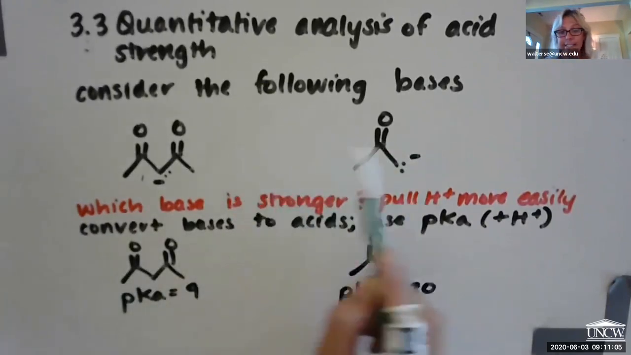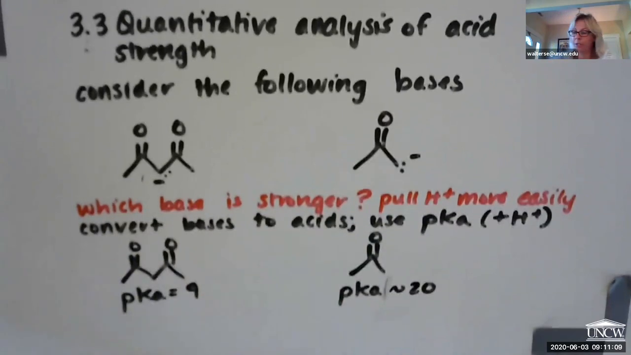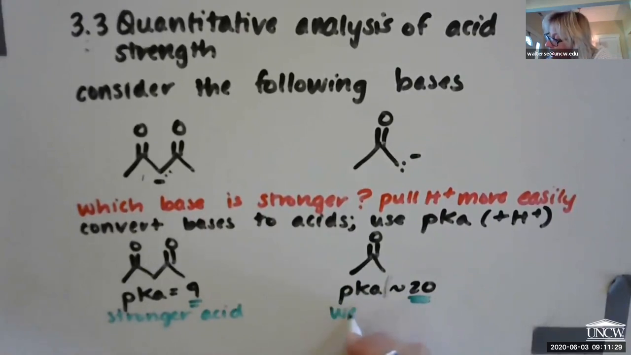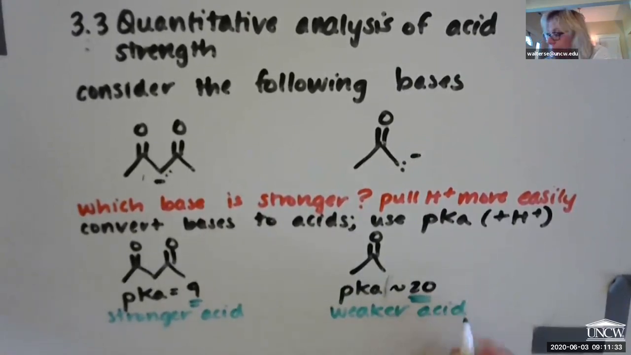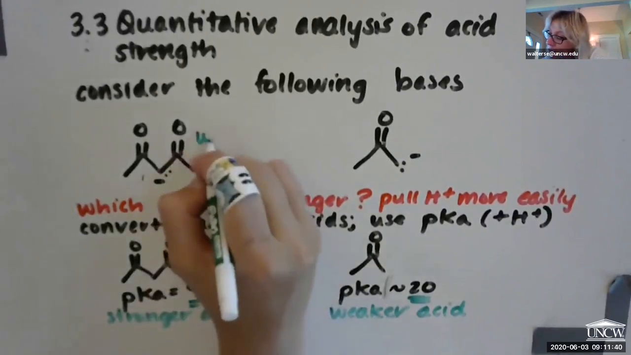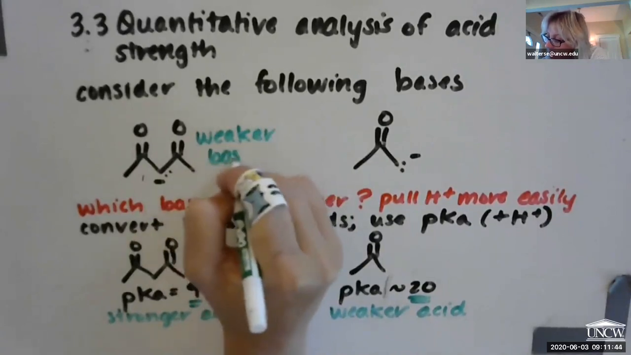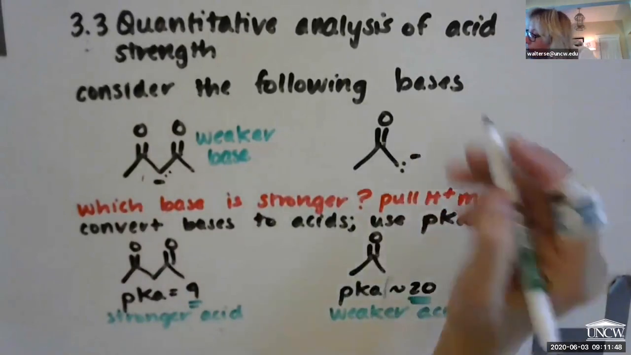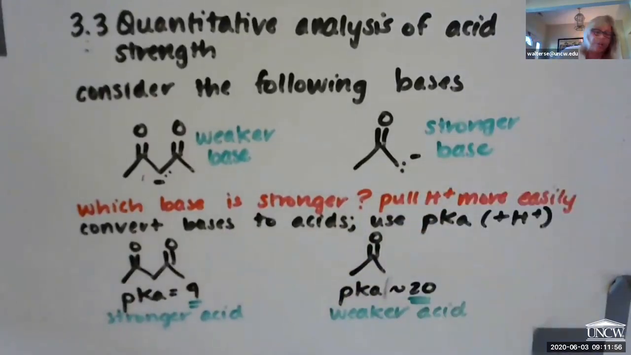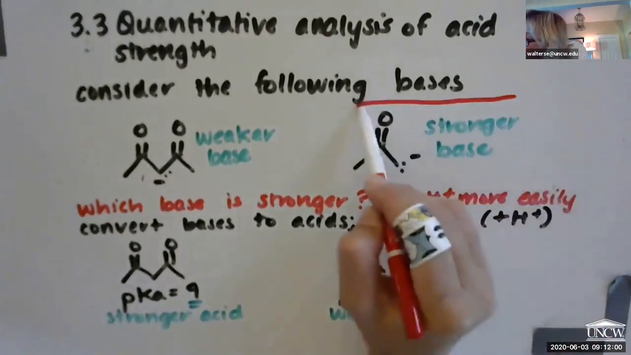So before you can analyze these two, you have to analyze these two. Okay. So what you're going to compare are these two numbers. The lower the value of the pKa, the stronger the acid. So this diketone is the stronger acid. This ketone is the weaker acid. The stronger the acid is, the weaker its base. The weaker the acid is, the stronger the base. So then your answer of which is the stronger base is going to be this one.